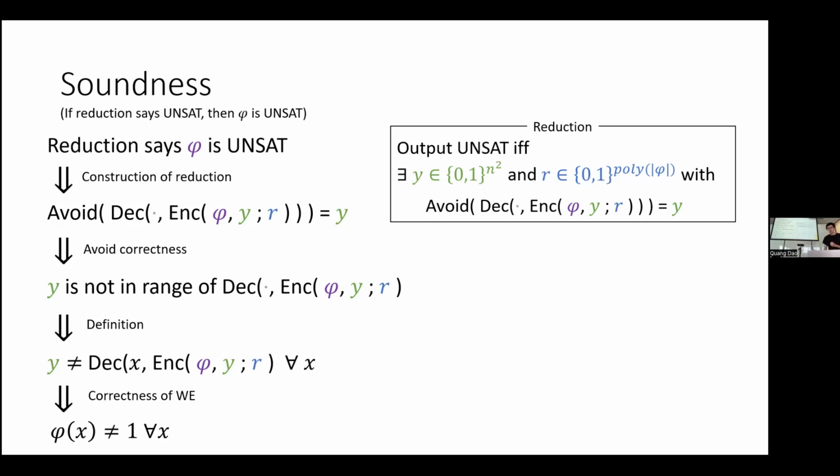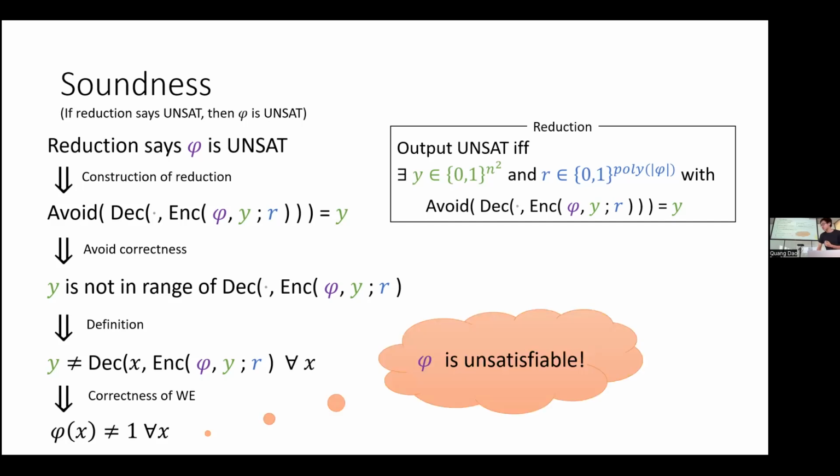I'm sure it can. So if no strings can satisfy it, which means it's unsatisfiable, the soundness is good. That looks correct. Here we use the perfect correctness of this witness encryption scheme, and we use the correctness of the range avoidance algorithm. Make sense? Okay, so let's go to the hard part, which is completeness. Completeness just means if no string satisfies it, our reduction will say unsat.